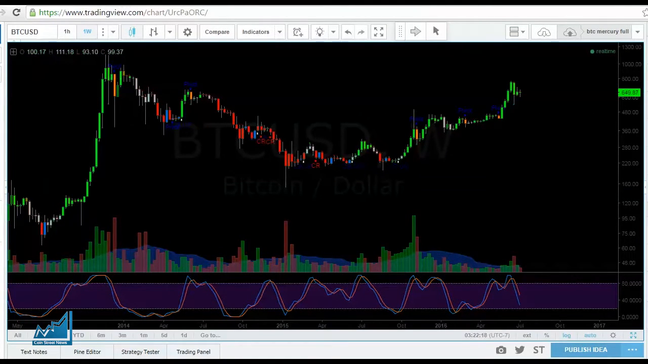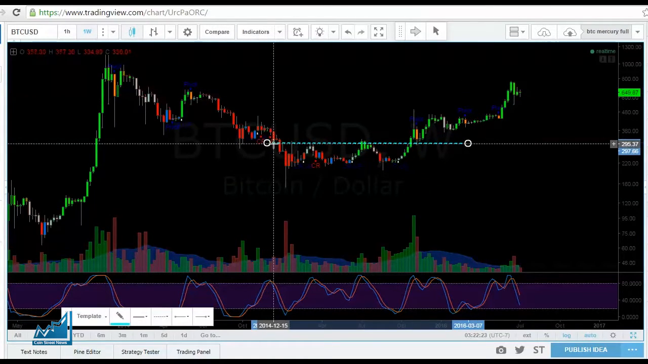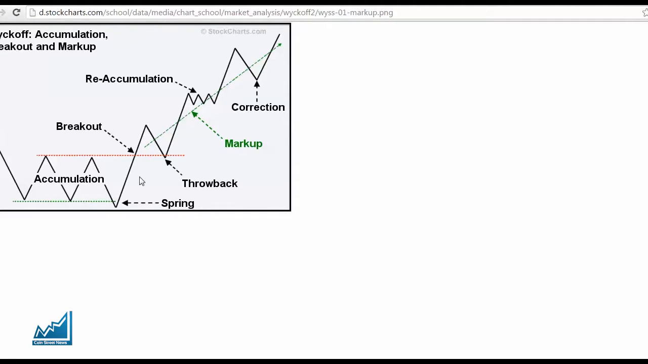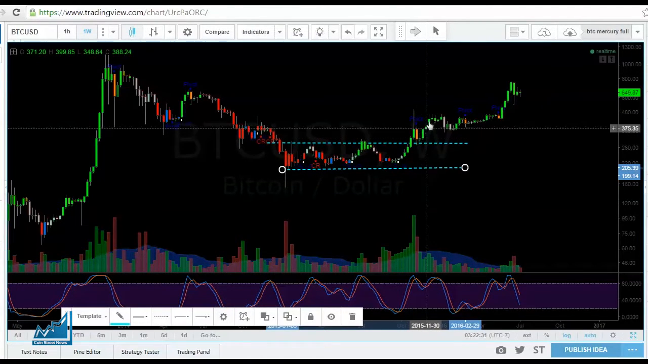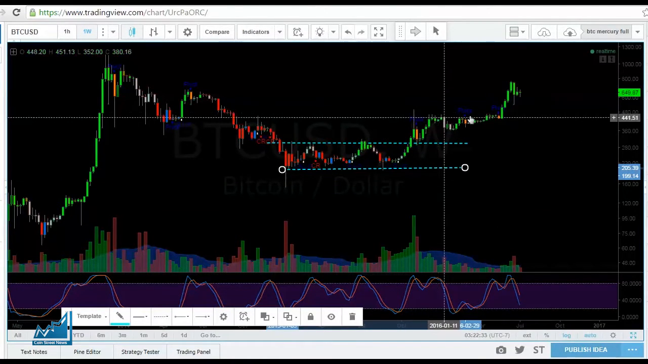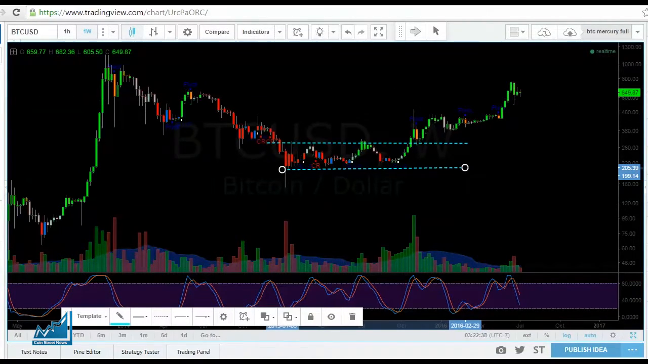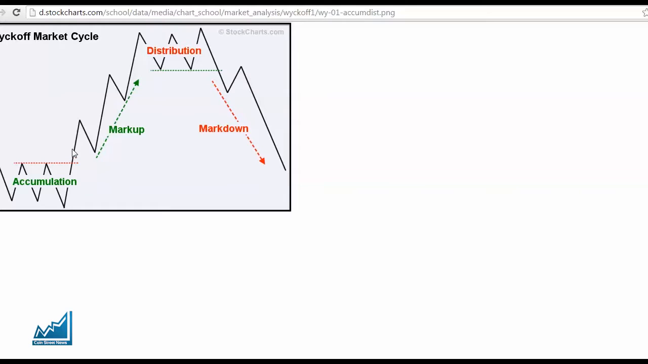So here we see a clear horizontal channel of accumulation. That's here. We see a breakout, a big throwback. It comes up for reaccumulation. We now have a new markup and a correction. Reaccumulation, a markup, and a correction. This can often do a 1, 2, 3 distribution and done.